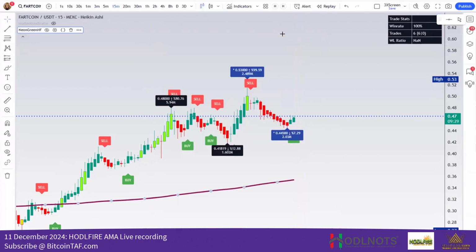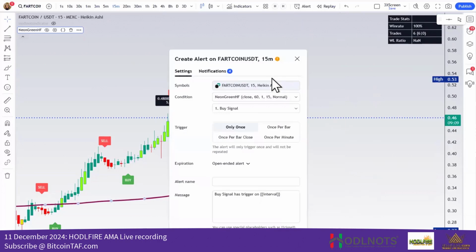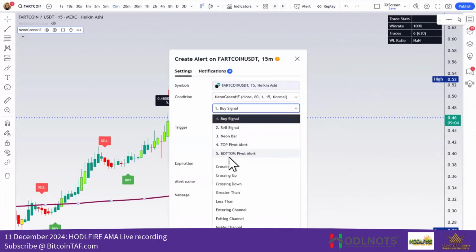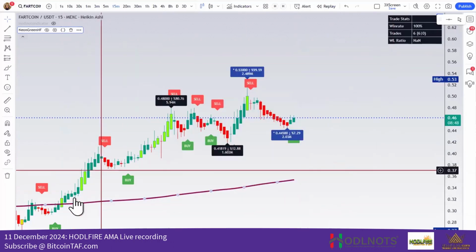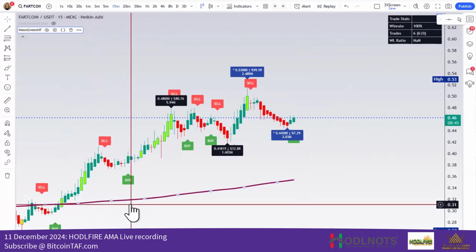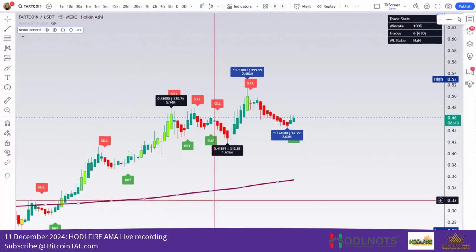Next question here. Can you please explain how the trigger works on the create alert? What would you use? Okay, there's the alert. And right here are the alerts that you have to choose from. Your trigger is just below that. Yes, this is what you're going to set it for: either the buy tag, the sell tag, the top pivot, and the bottom pivot. Or we do have the neon bar that you can do if you want to do that. Some people don't like it because they miss a lot of the trade. But some people feel it's more comfortable because they're safer with it getting on that.